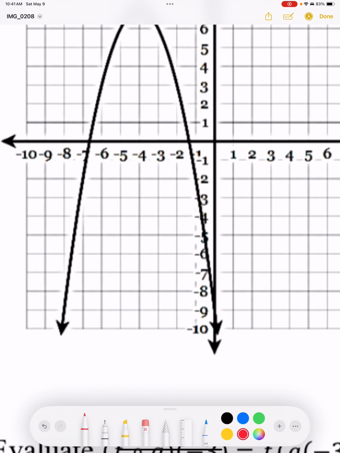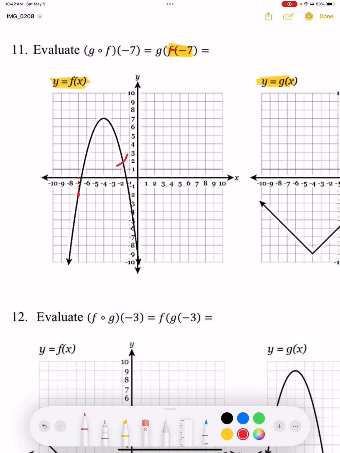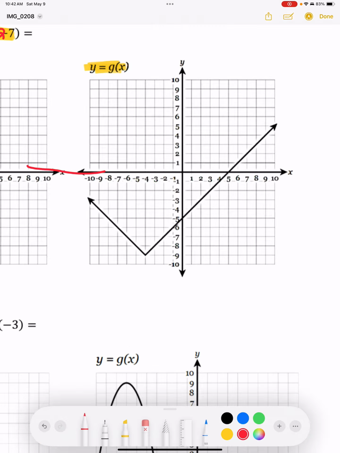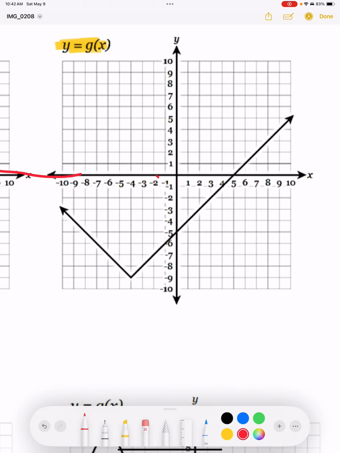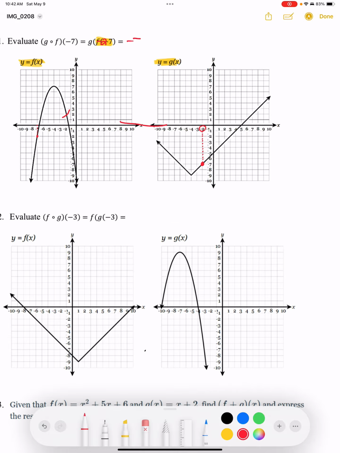Let me start over. So here's -7, and this is -1, but that's not low enough. So it does hit it at -2. So the answer is -2. Now it turns into g of -2. So now you switch to the graph on the right, and you're going to go to -2 on the x, and again, the graph is below it. So you go down, and the answer is -7. So it actually is -7.